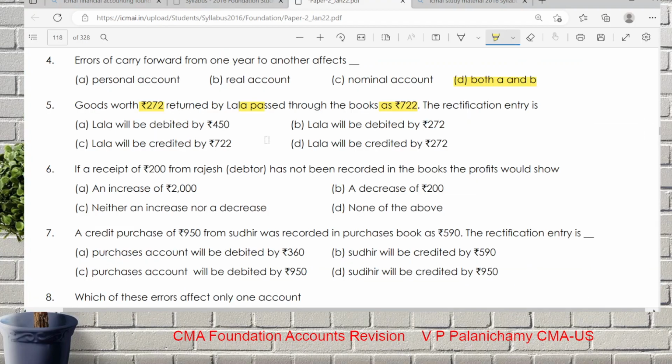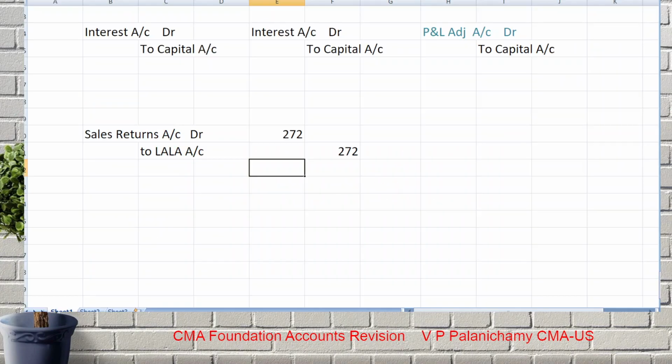272 தான் கரெக்டா போட்டிருக்கணும் இல்லையா? பட் ஆக்சுவலா எவ்வளவு போட்டிருக்கோம்? பர்ச்சேஸ் பாஸ் த்ரூ தி புக் as how much? 722 போட்டிருக்கோம். ரெக்டிஃபை பண்றது லாலா அக்கவுண்ட் கிரெடிட்ல எவ்வளவு போட்டிருக்கோம்? கரெக்டா எவ்வளவு போட்டிருக்கணும்? 272. பட் ராங் எவ்வளவு போட்டிருக்கோம்? 722. Wrong. 722 was credited.